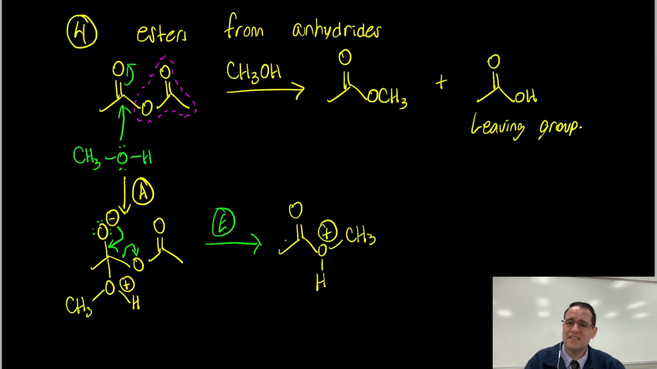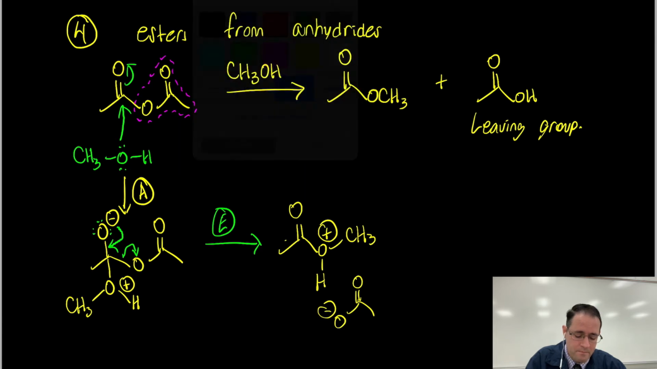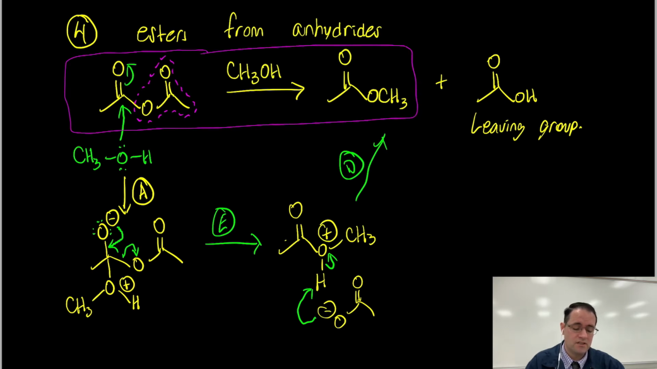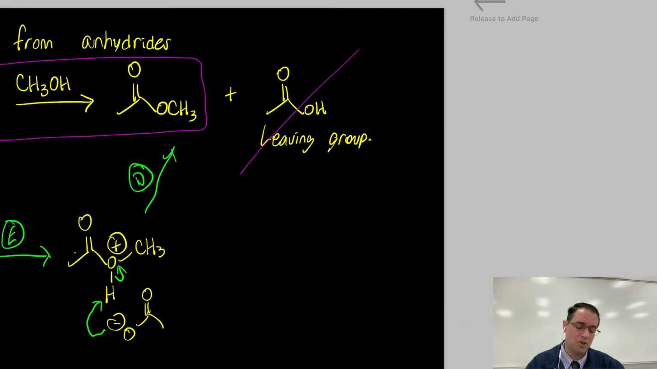And I'll draw acetate below here. And what we want to do now is take that charge, or the negative charge, and use that as a base to remove the proton from this molecule here. And so that will give us the ester. Now, we normally are only interested in this part of the reaction. We're not interested in the leaving group. So many times we don't balance that chemical equation.